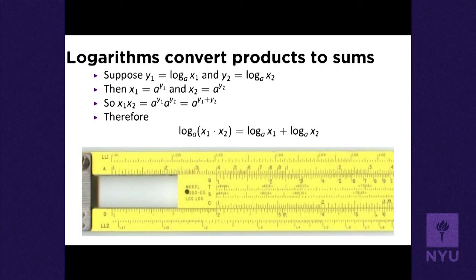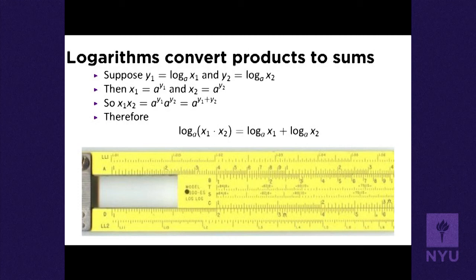So the distance between the beginning and where it says 2 on the D scale, this distance is the natural log, well, a logarithm of 2. What I want to add to that is the natural log, or whatever logarithm this is, of 3. So I slide this along, hence slide rule, until I get to the number 3 on the C scale.